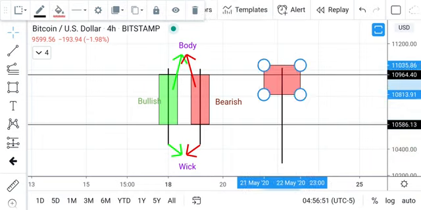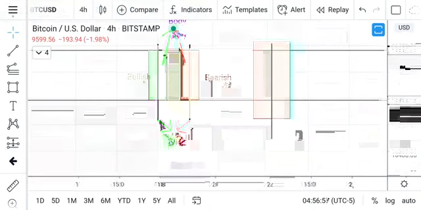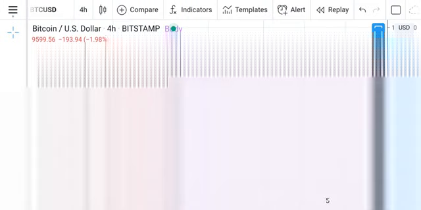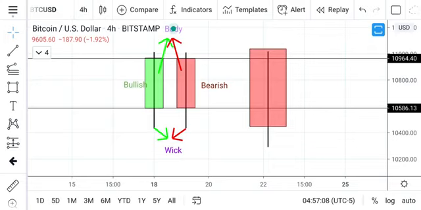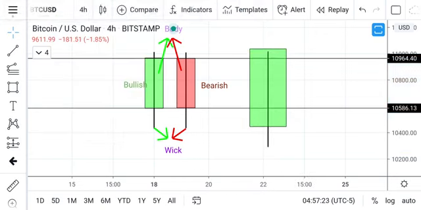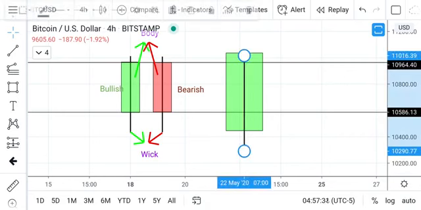But in a case where the wick is not too long and the body is longer than the wick, if it's a red candle with a little wick, you say that the momentum is very bearish: a short wick and a longer red candle. If the color of the candle is green, then you say that the momentum is bullish. So that is how you analyze your candlestick pattern.